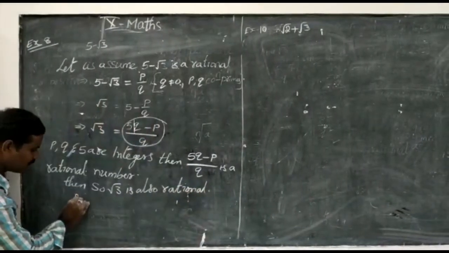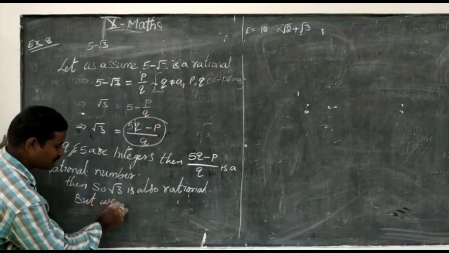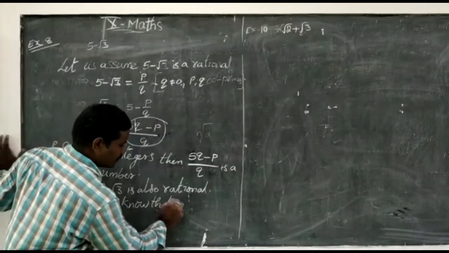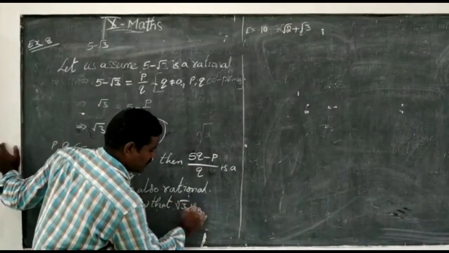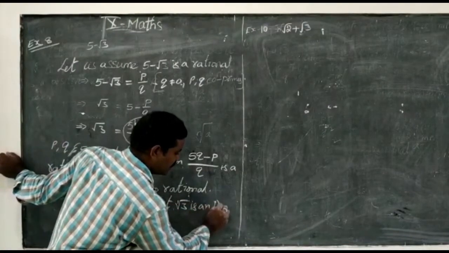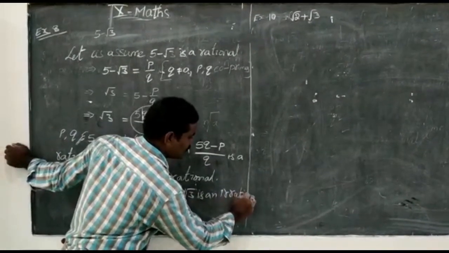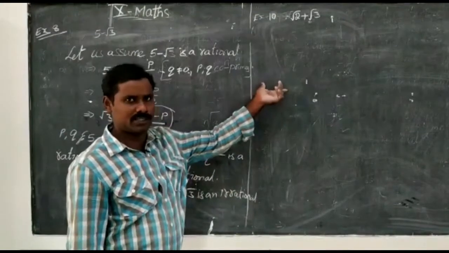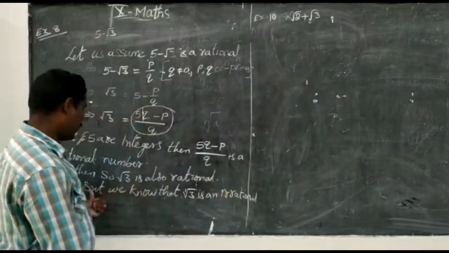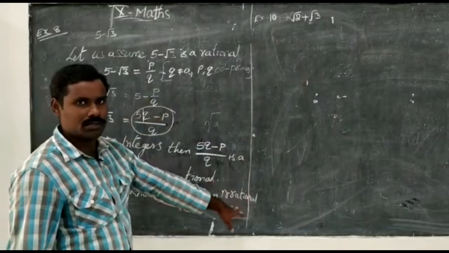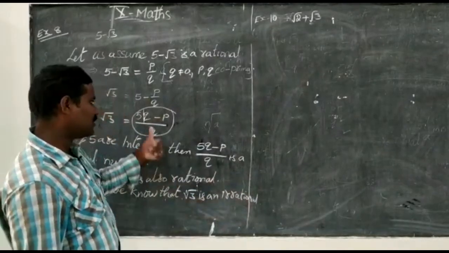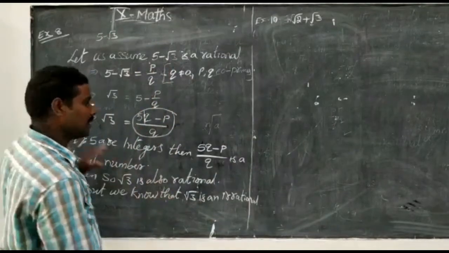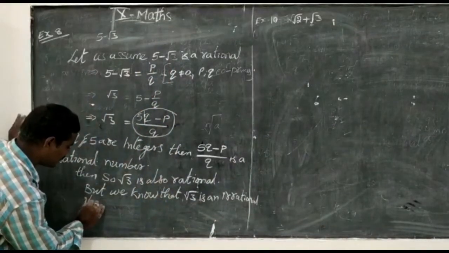But we know that root 3 is an irrational number. Why is it irrational? We already found in the first method that root 2 is irrational. Similarly, we know that root 3 is also irrational. If it is irrational, our assumption is wrong. It contradicts the fact.